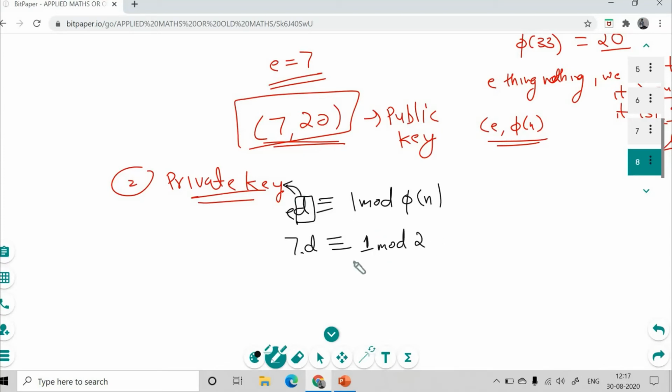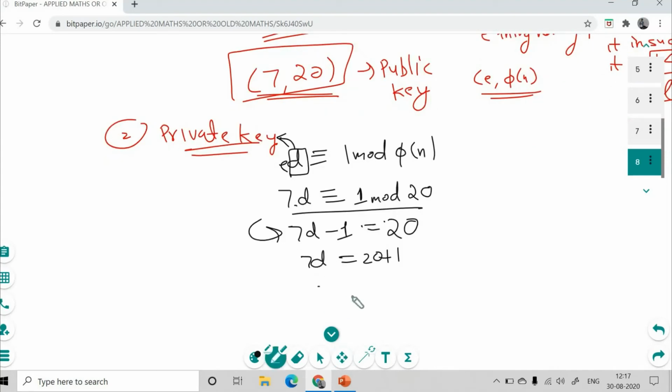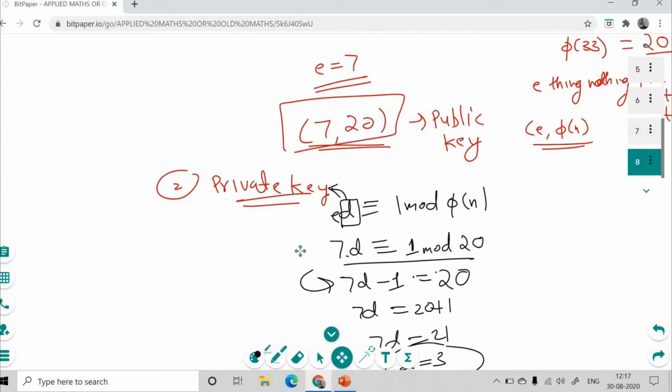Phi n was 20. So congruency I have already told you, 7D minus 1 should be divisible by 20, right? This minus this is equal to 20. This implies 7D is equal to 20 plus 1. So this will be 7D is equal to 21. So D will be 3. So our private key is 3. So we are done with the private key as well.